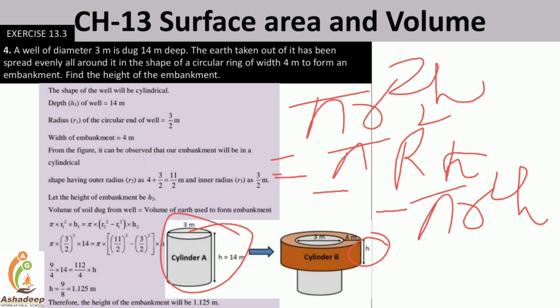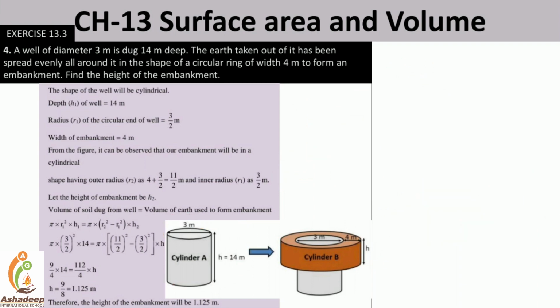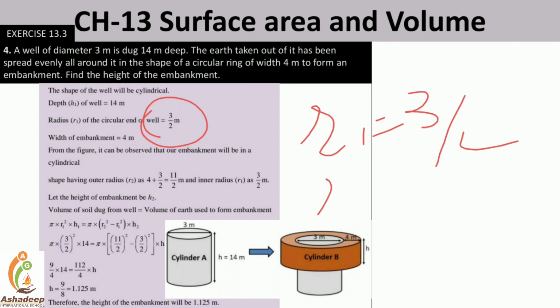Now, pi h is common. You can take any notations here in the question. I will take the notations as r1 and r2. You can go ahead with r1 and r2, that is also fine, but take care while calculating. So here the smaller one, r1, is nothing but 3 by 2, and r2 is nothing but 11 by 2.